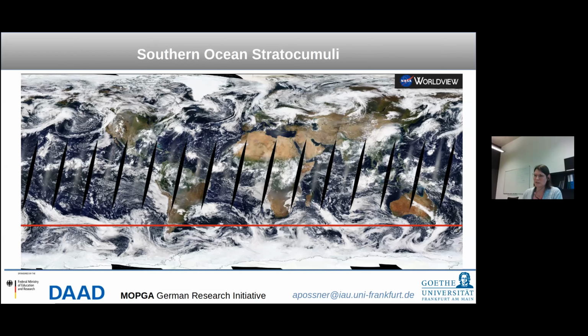And another typical deck is off the west coast of the US. In these regions, the ocean is covered over 60% of the time in the year by these types of clouds, which reflect on average about 30% of the incoming sunlight.